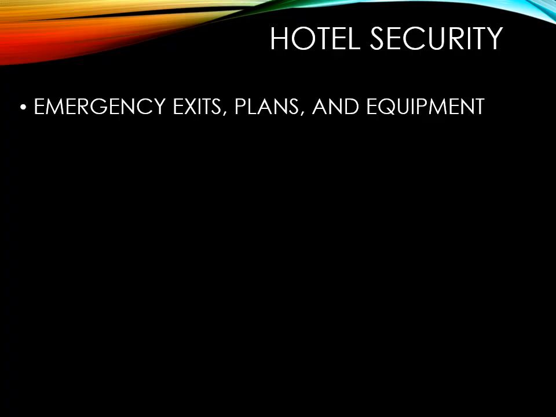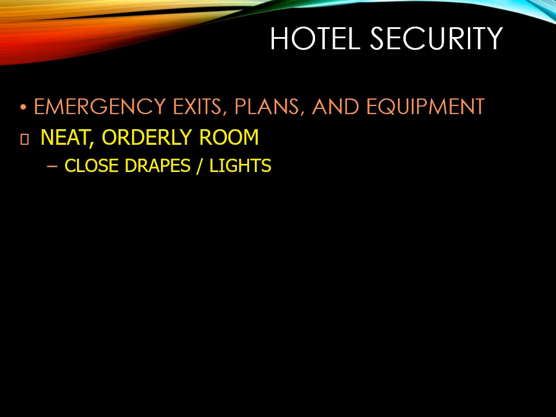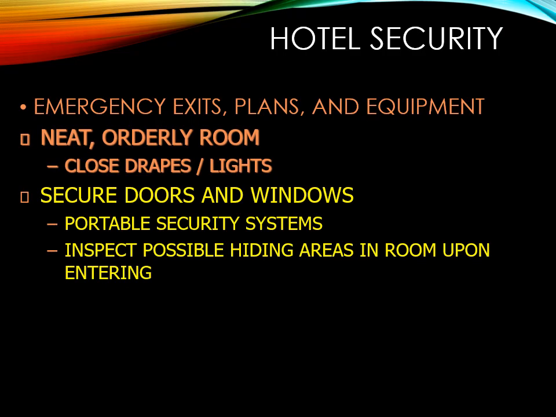All right. Hotel security. Emergency exits, plans and equipment. Make sure you know how to get out of the room, how to get downstairs, what equipment's available, fire extinguisher, hose, etc. Keep your room neat and orderly. Close the drapes. Keep the lights on if you can. In many places, you have to have your room key in a slot for the lights to function. Get 2 keys so you can do this. That way, someone outside won't know if you are in or out of your room because the lights are on.